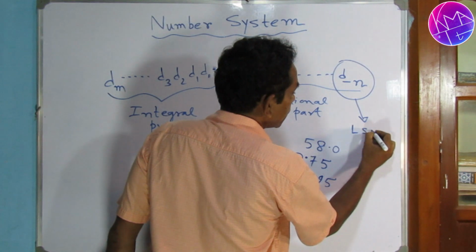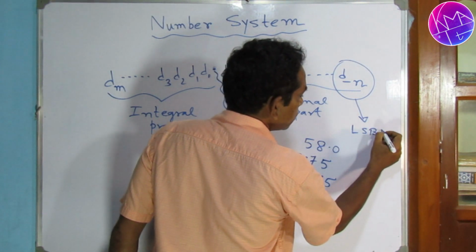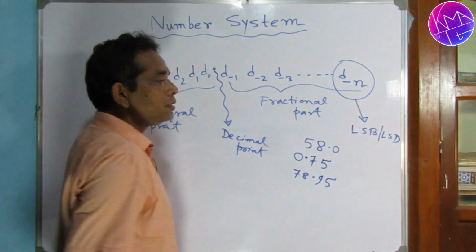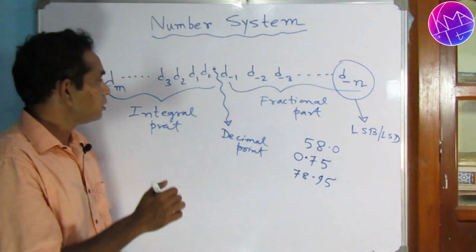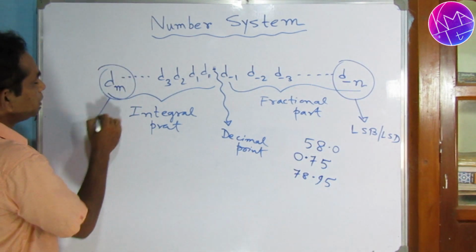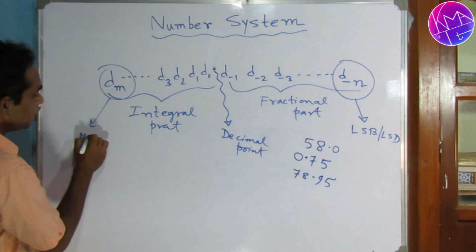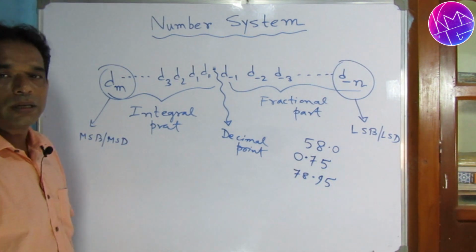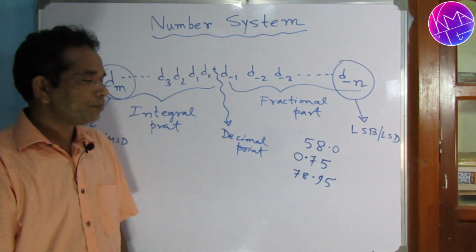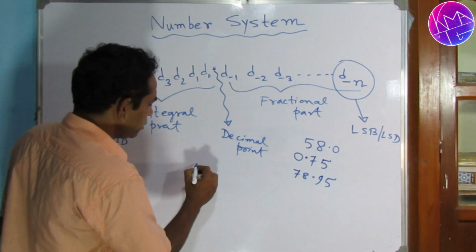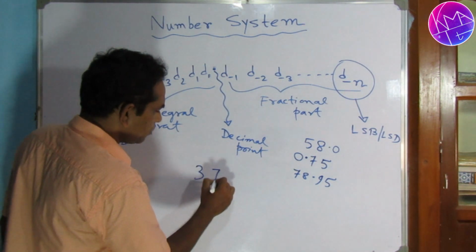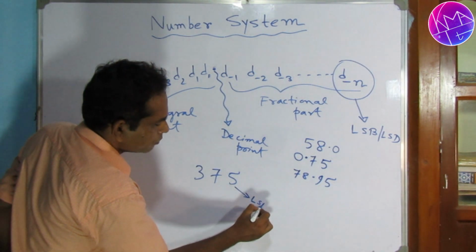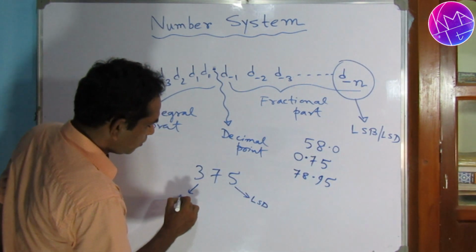LSB or LSD, least significant bit or least significant digit. Similarly, this one can be treated as MSB or MSD, most significant bit or most significant digit. For a number, let's say 375, here you can see this is the LSB or LSD and this is the MSD.